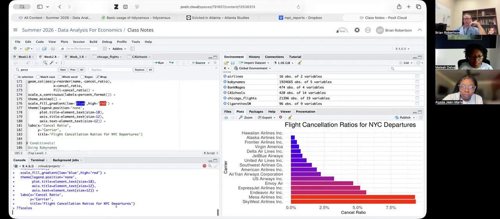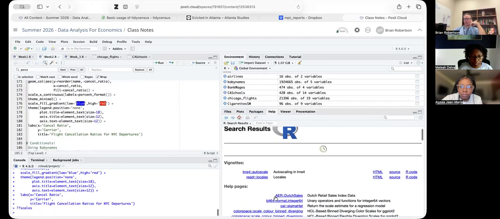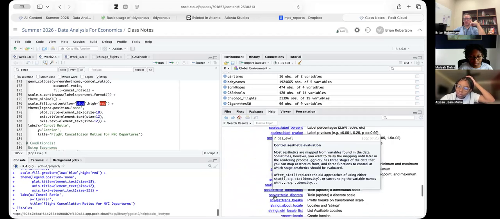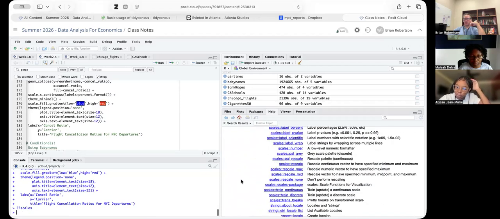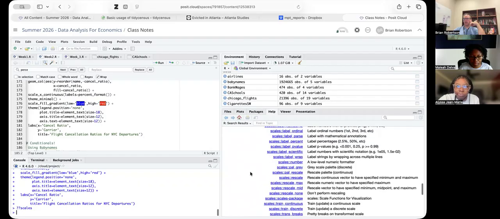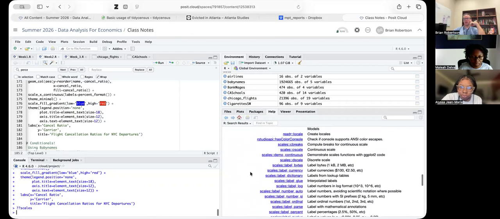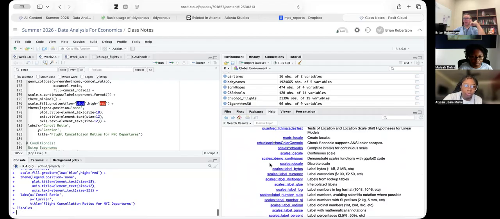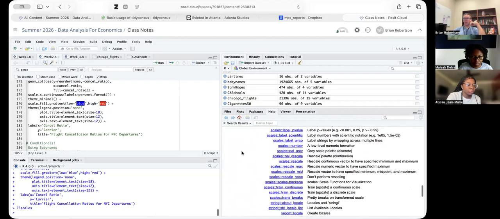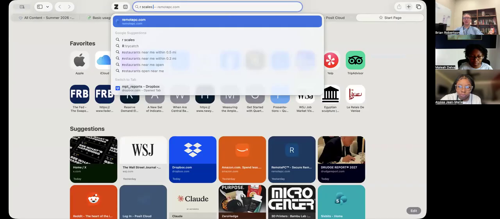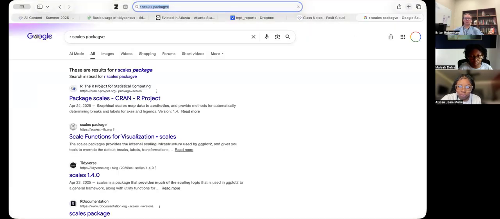Let me see, what other options do I have in here? Let's open the package real quick. I know that there is a bunch. Vignettes, help pages, and so on. Scales, here we go. Scales, rescale, label wrap, there's a bunch of stuff in here. Let me open up our scales package. I mistyped that, package scales.